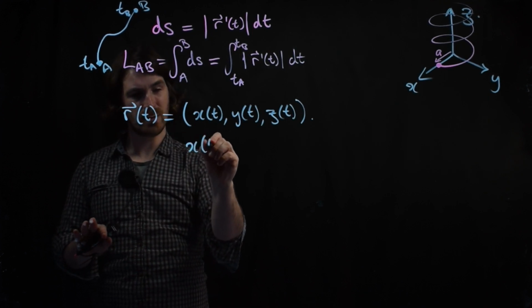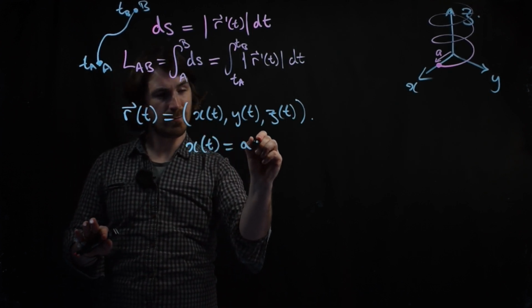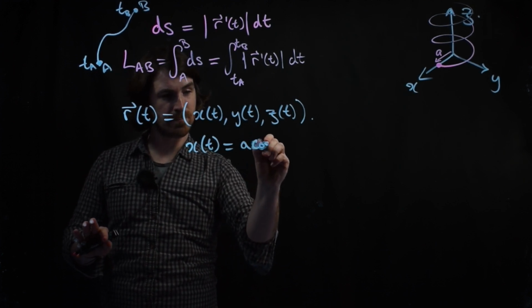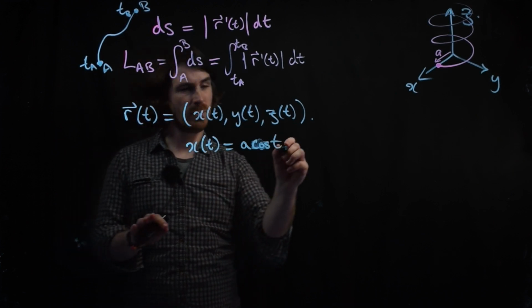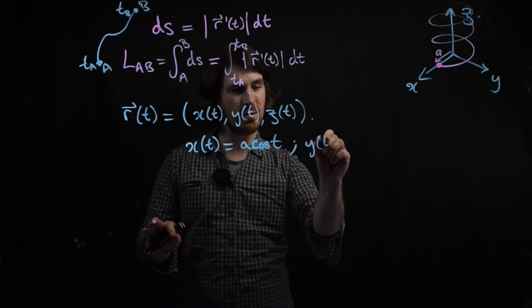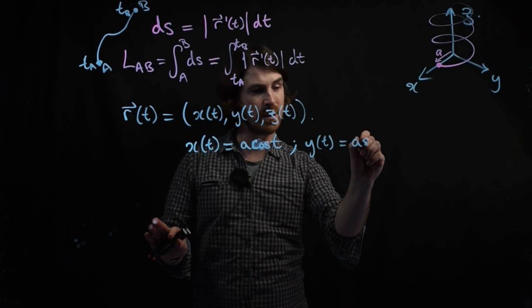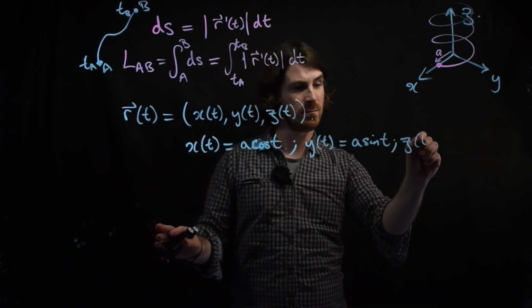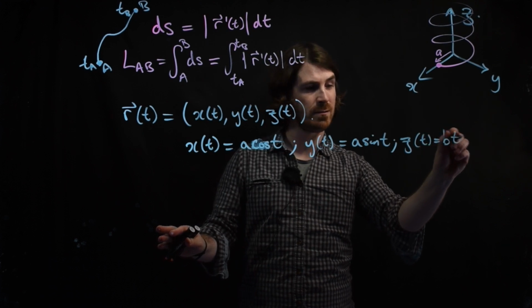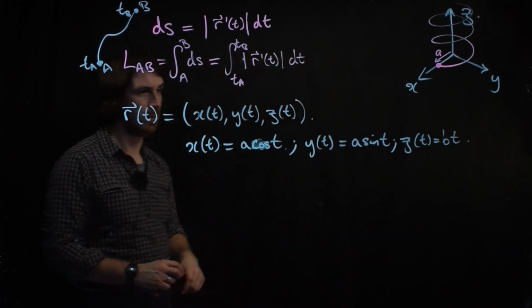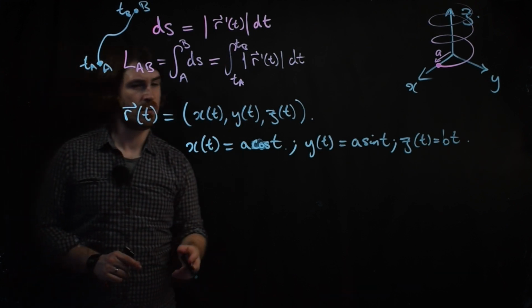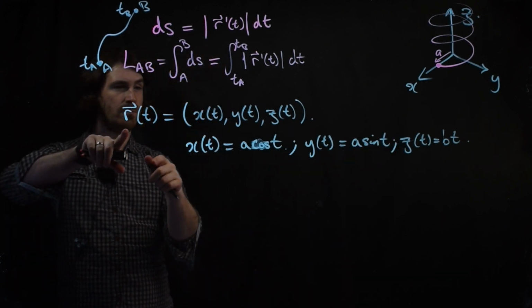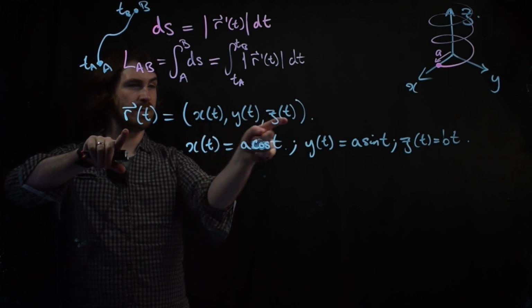So we knew what x of t is. It's a, the radius, times cosine t. y of t is a sine t. And z of t is equal to bt. So we know what x, y, and z are.